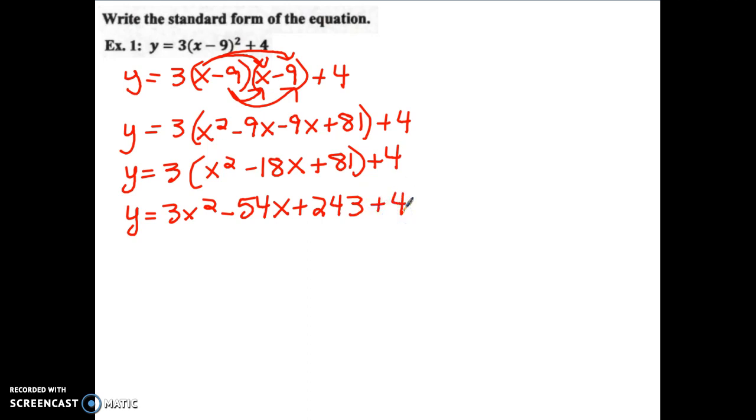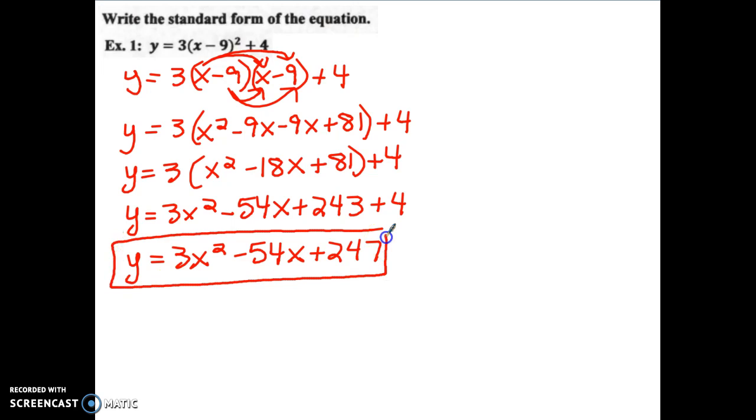And now our last step is to just combine like terms. The only thing that we're going to be combining are these 2 constants at the end. So y equals 3x squared minus 54x plus 247. All right, you have now taken that from vertex form to standard form.